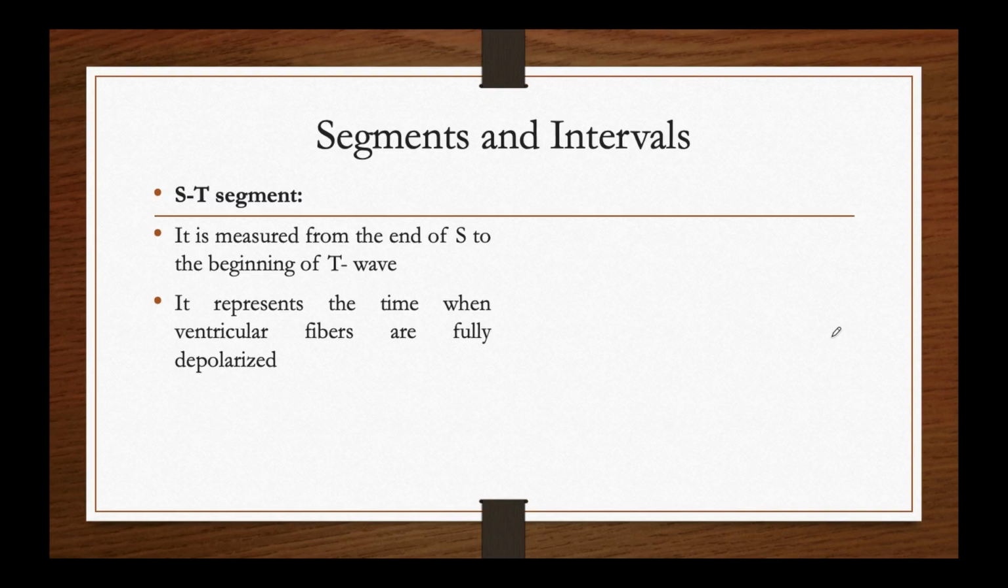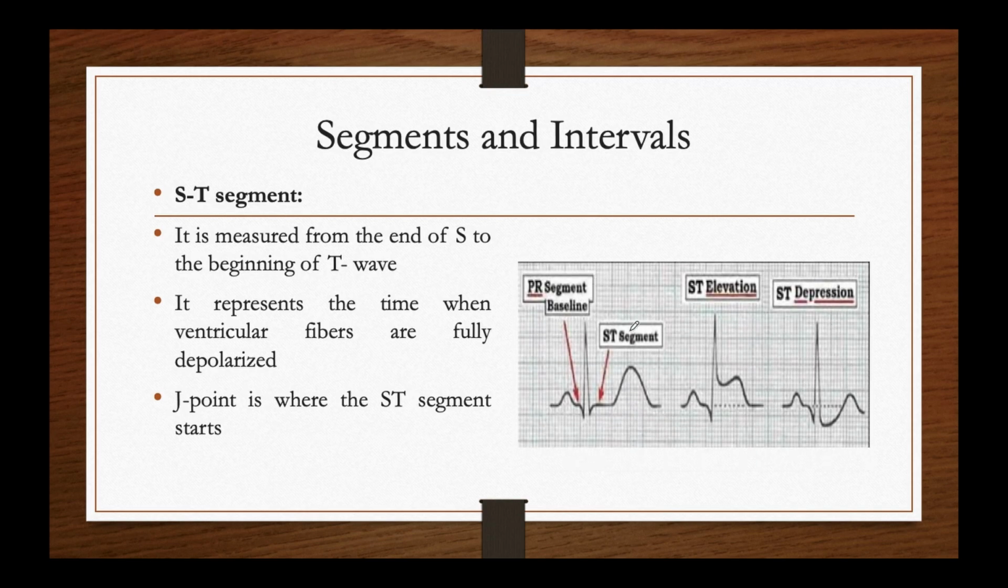So that is it. Another important thing I must mention over here is the J point. The J point is where the ST segment starts. So in this diagram, you are going to find the end of the S wave and the beginning of the T wave. So this is going to be our ST segment.